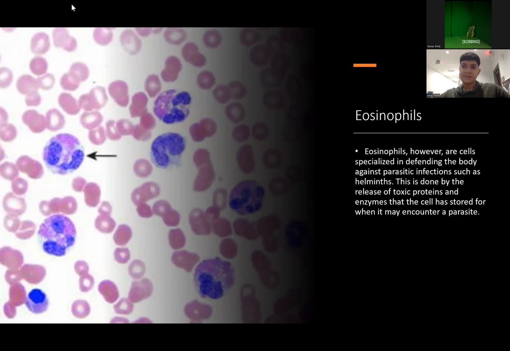As for eosinophils, these cells are specialized in defending the body against parasitic infections, such as helminths. I believe that's how you pronounce it. More so, this is done by the release of cytotoxic proteins and enzymes that the cell has stored when it may encounter a parasite.